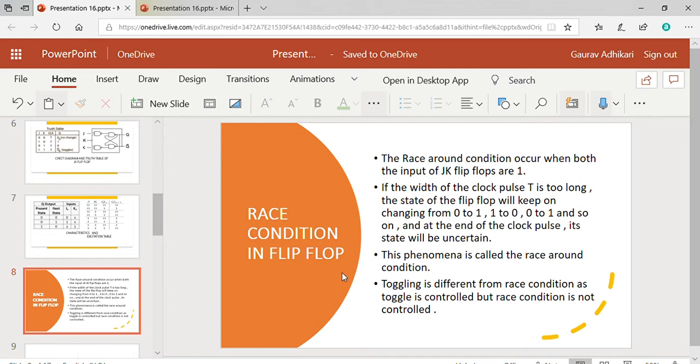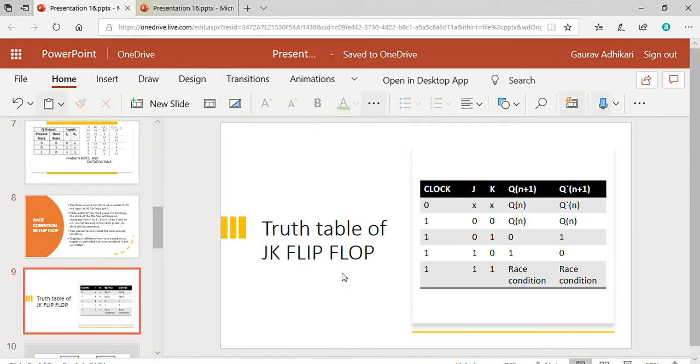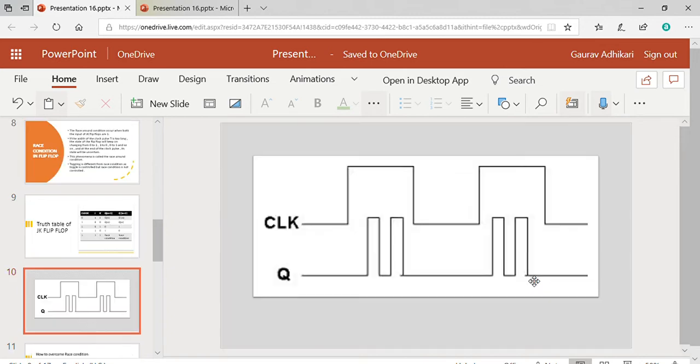Some people get confused between toggling and the race around condition. Toggling is different because toggling is a controlled version but race around condition is not. Then this is the truth table of the JK flip-flop, where we can see that when the clock is 1 and J and K are both high, then the output is a race condition. This is the clock timing, where we can see that when the clock is high and J and K are also high, then the output becomes a race. This glitch is called race condition.